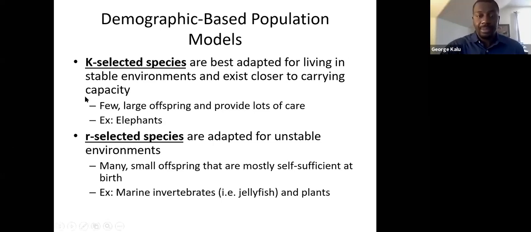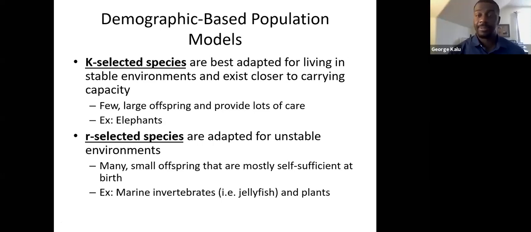The flip side of this is the R-selected species, and these are mostly based on their growth rate. So they're more adapted for unstable environments. And so these are individuals and populations that will produce large amounts of very small offspring that are mostly self-sufficient right at birth. So these would be things like jellyfish, plants, smaller organisms that produce very large amounts of offspring.